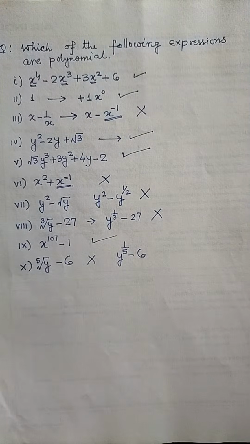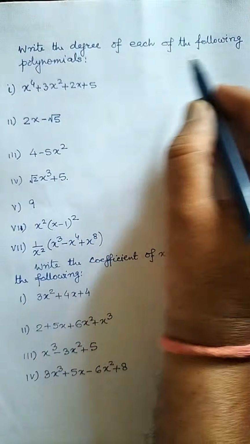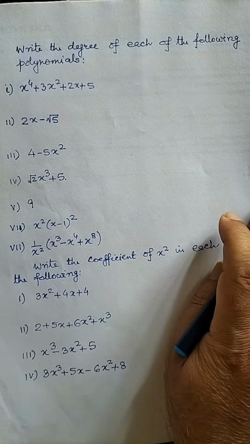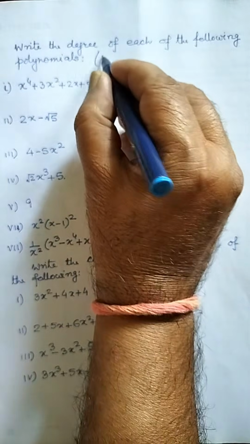So hope by this question you are very clear to identify what a polynomial is. Just remember, once again I am revising that in a polynomial the variable should not have negative or fractional power. Okay. Now let us move to the next question. Write the degree of each of the following polynomials. Fine. Now here you just remember degree is nothing but the highest power.